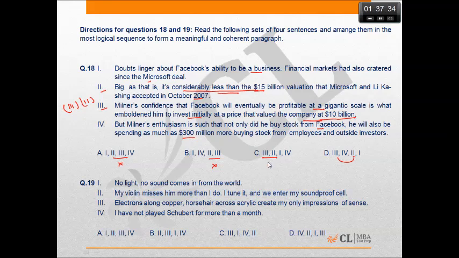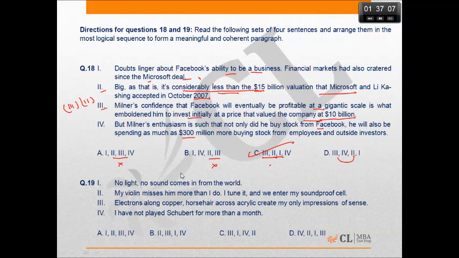Let me quickly read the statements in sequence. So it was less than $15 million that they accepted in 2007. 3, 2, then 1. Doubts linger about Facebook's ability to be a business. Financial markets have also cratered since the Microsoft deal. Okay, yes, the Microsoft deal has to come after, because this is the place where the Microsoft deal has been mentioned. Okay, 3, 2, 1, 4. Yeah, I'll go with this statement.